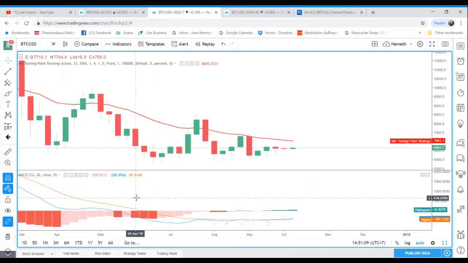Let's add the MACD and CCI aspect to it. For MACD, he's only interested in one thing on the MACD. Is it above or below 0?